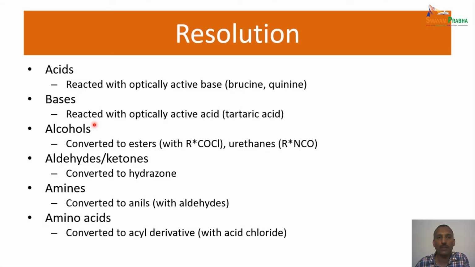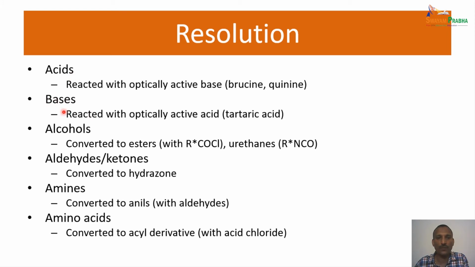Now we have some examples given here. If the starting material is an acid, it can be reacted with an optically active base like brucine, quinine, like optically active bases can be used, and treatment of that acid base reaction leads to diastereomer formation, and the diastereomers can be separated, and from that the pure enantiomers can be regenerated.